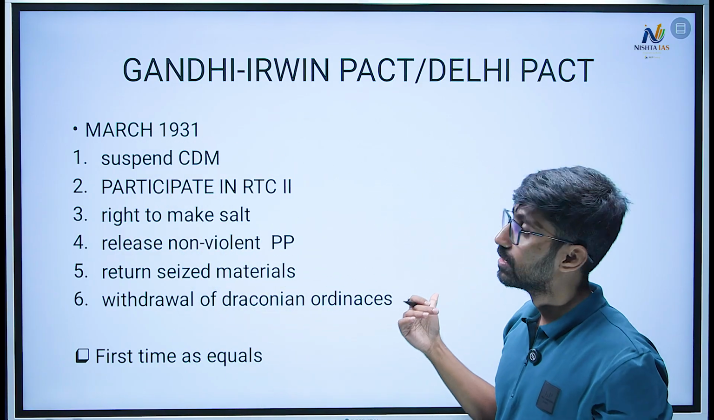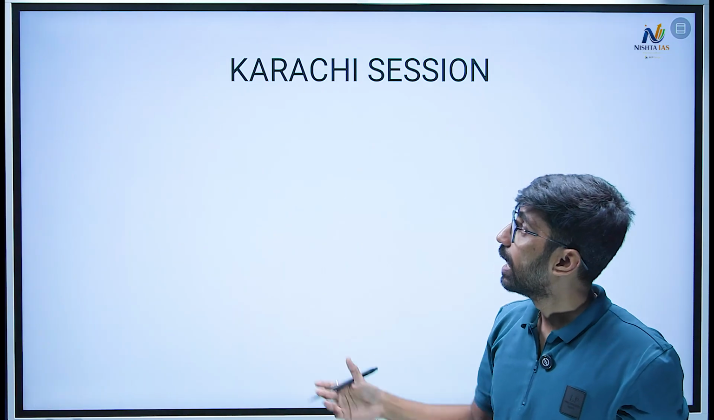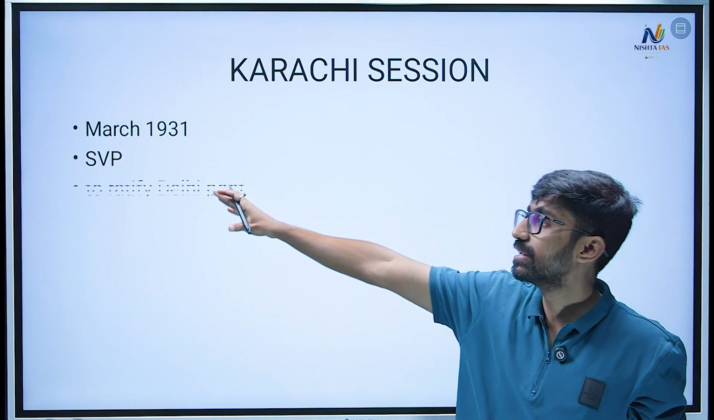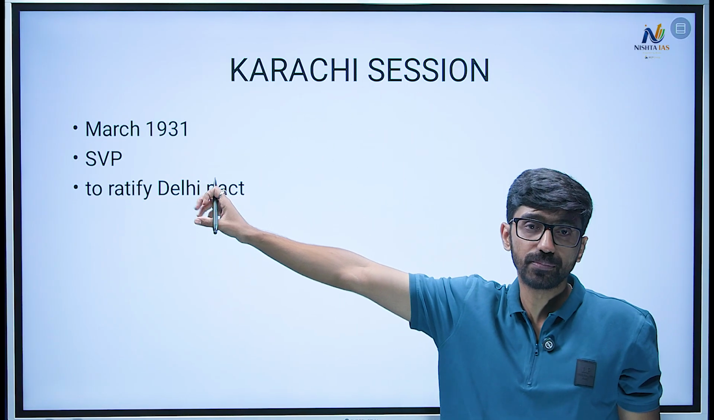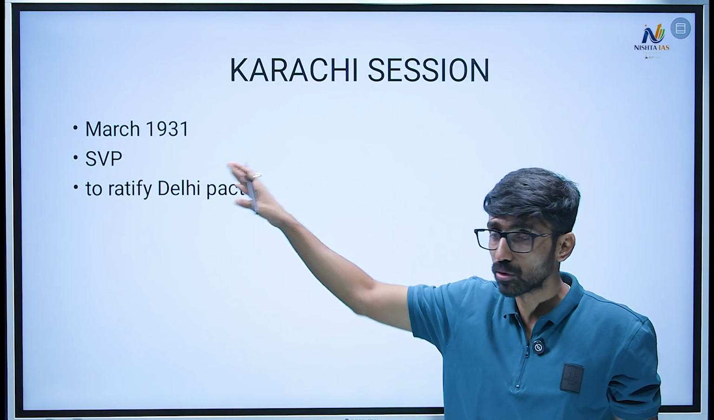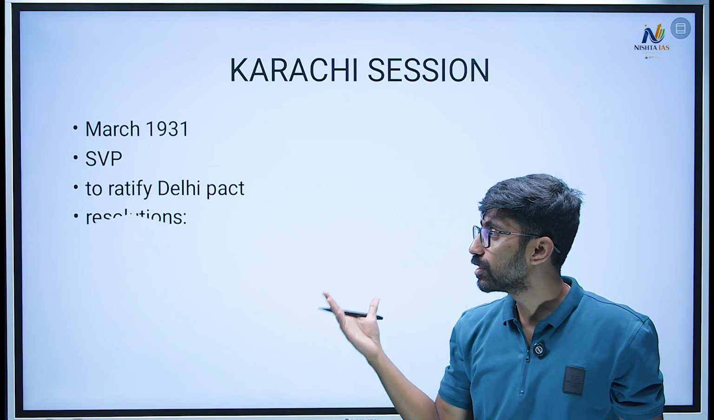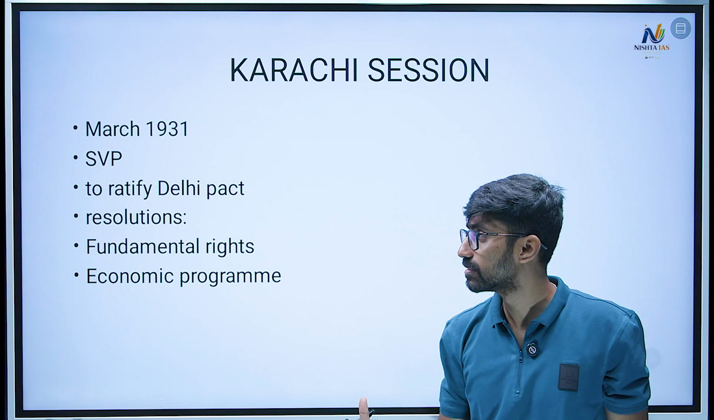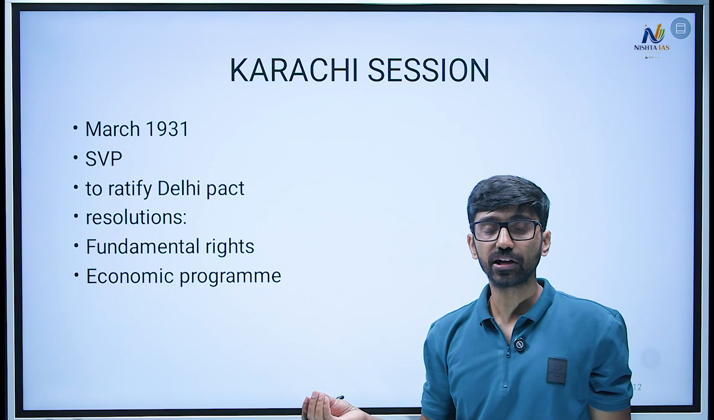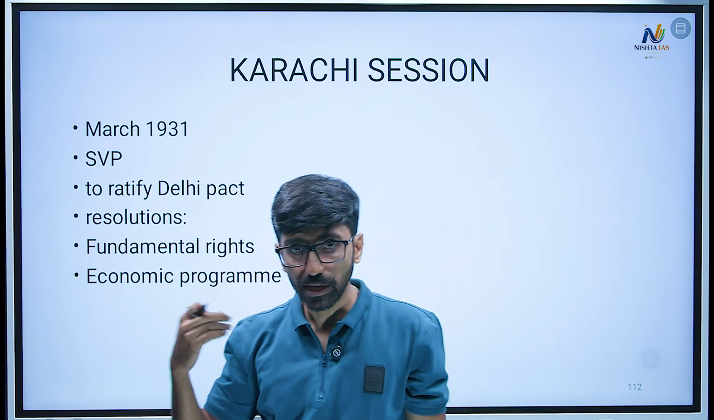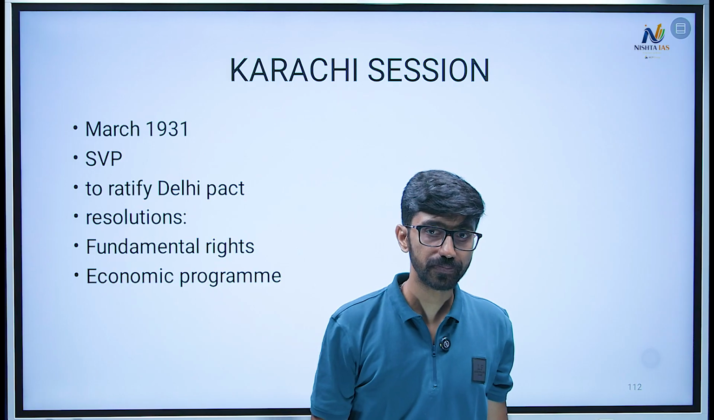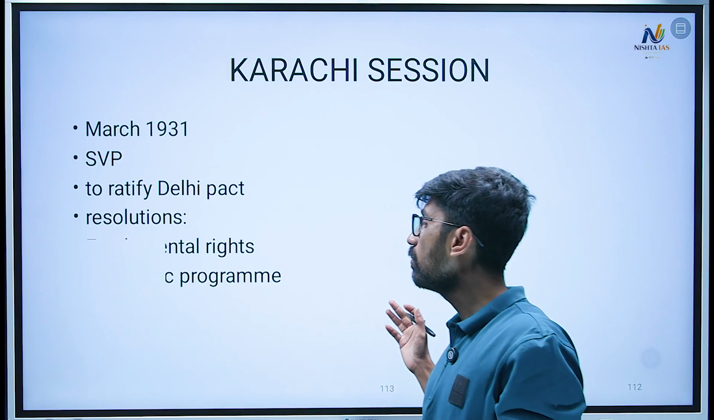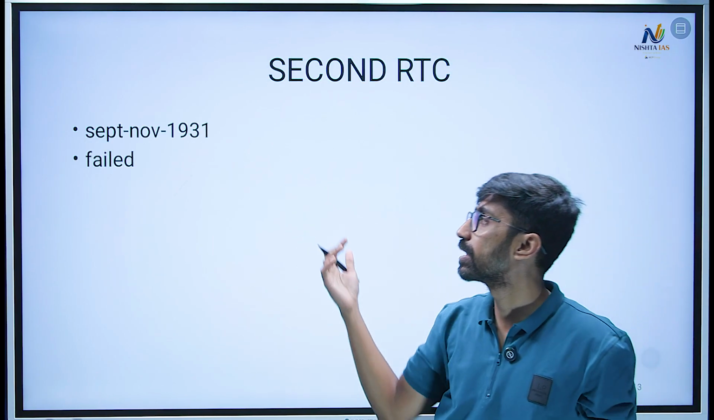And to ratify, to approve this Gandhi-Irwin Pact, there was a Karachi session in March 1931. Sardar Vallabhbhai Patel was the president of the Karachi session. Now to ratify the Delhi Pact, they approved it, and 2 resolutions were passed. One is the National Economic Program, the other one is Fundamental Rights. Okay, to secure a National Economic Program for Indians, and to secure fundamental rights for Indians in future. This is the Karachi session, and now the second RTC happened, September-November 1931.